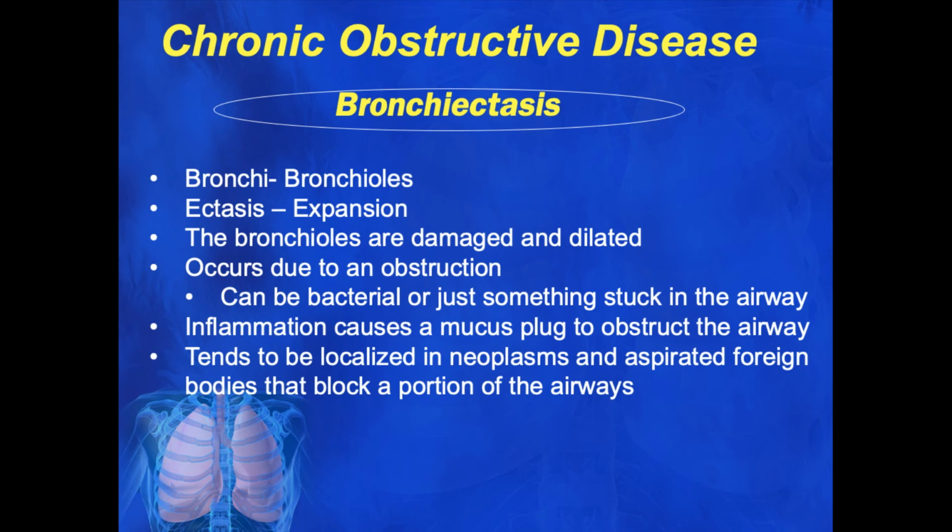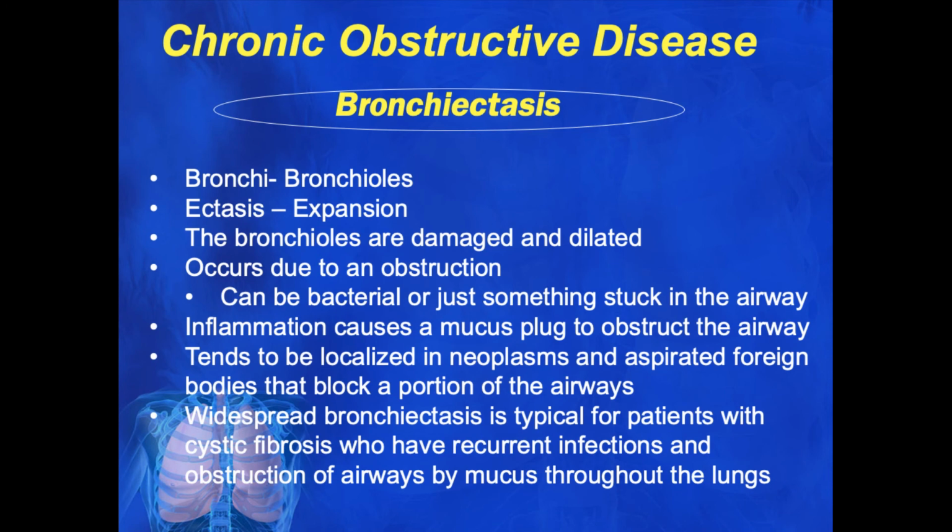So this tends to be localized in neoplasms and with aspirated foreign bodies that block just a portion of the airways. Whereas widespread bronchiectasis is typical for patients with things like cystic fibrosis or sarcoidosis, who have recurrent infections and obstruction of airways by mucus throughout the lungs.